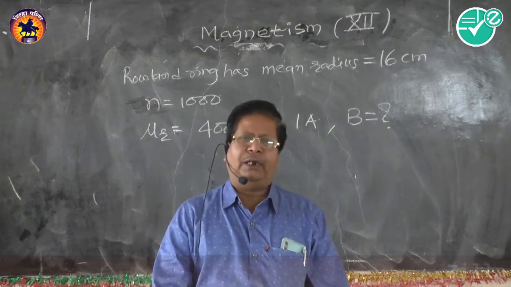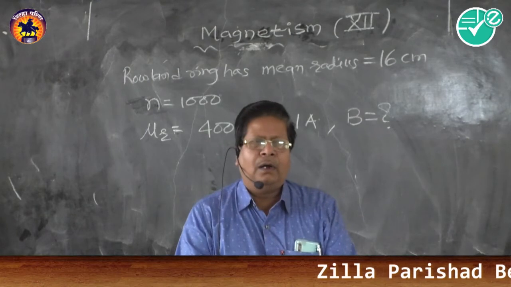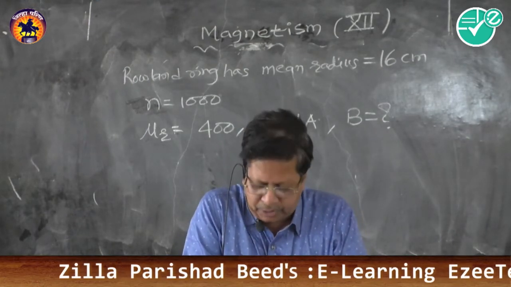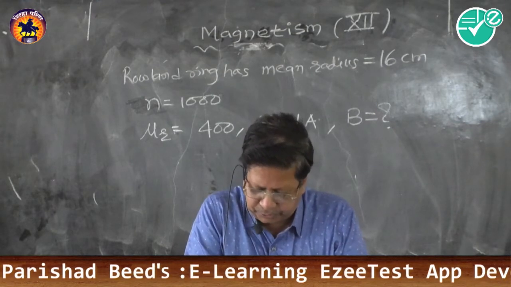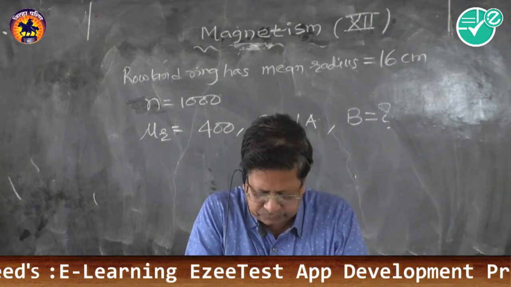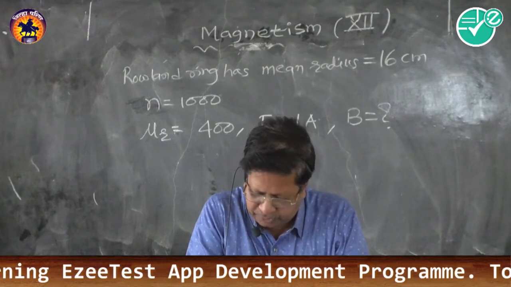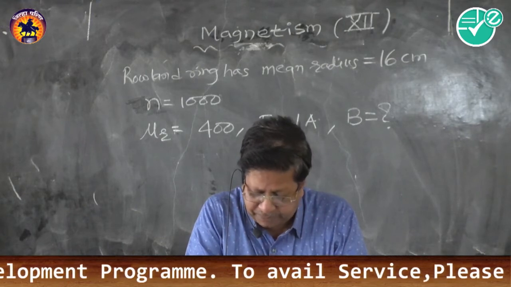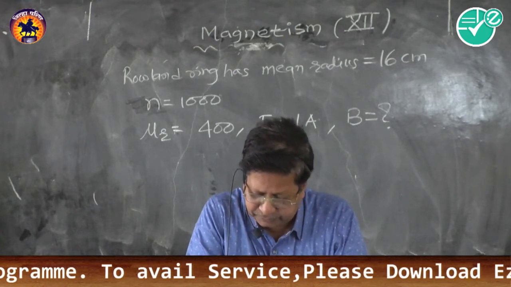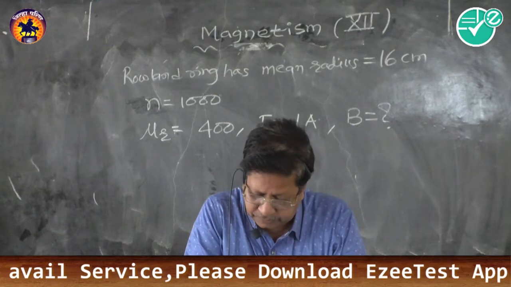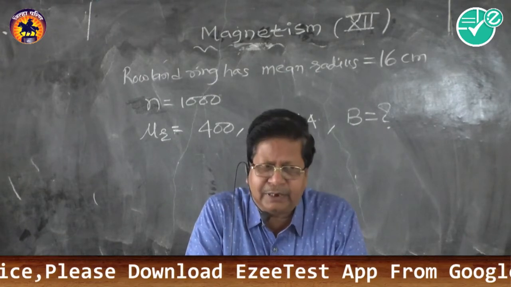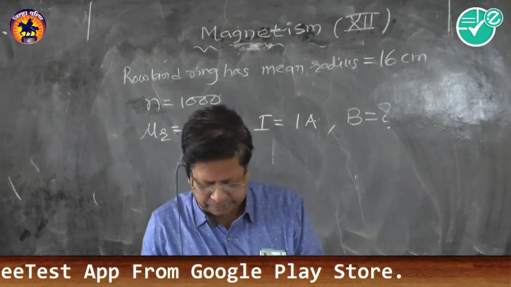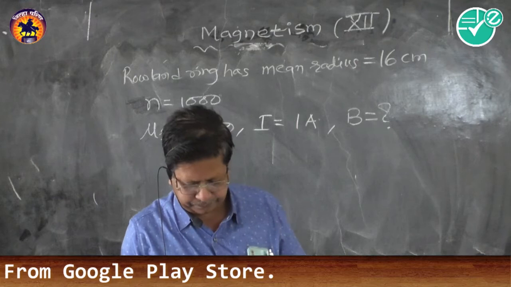So in this example, we have provided the mean radius of the Rowland ring, which is 16 centimeter, number of turns which is equal to 1000, relative permeability which is 400, and magnetizing current which is 1 ampere, and we have to calculate again the value of B.